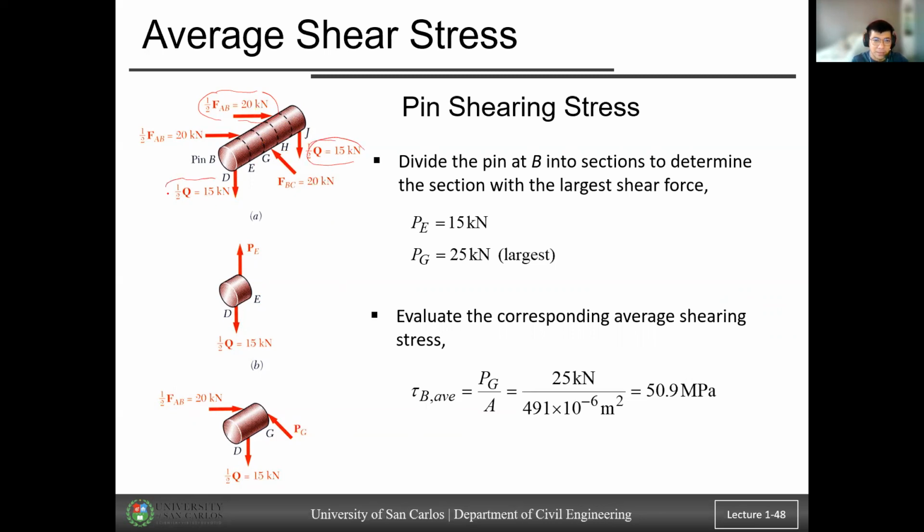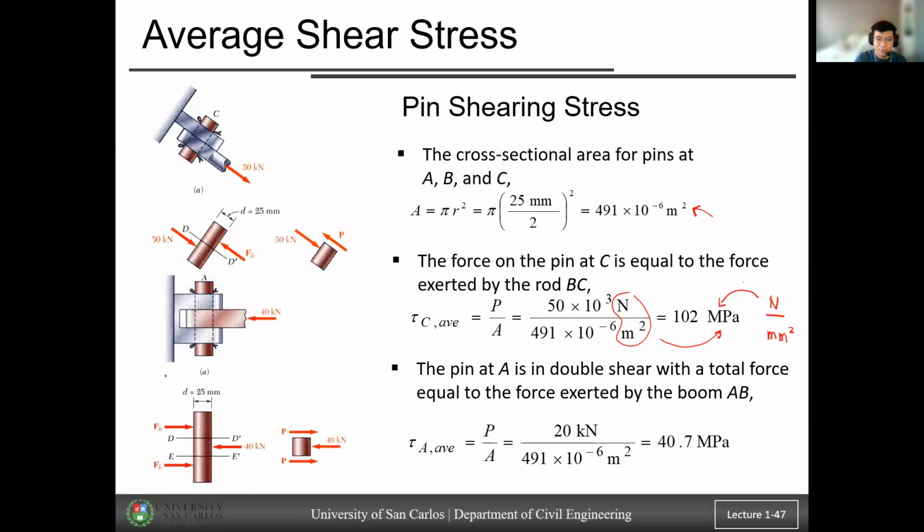And 15 sa, di ba? So let's try to break it down first. So again, since let's say this is joint B, and notice that in the previous problem, let's look at the figure first.